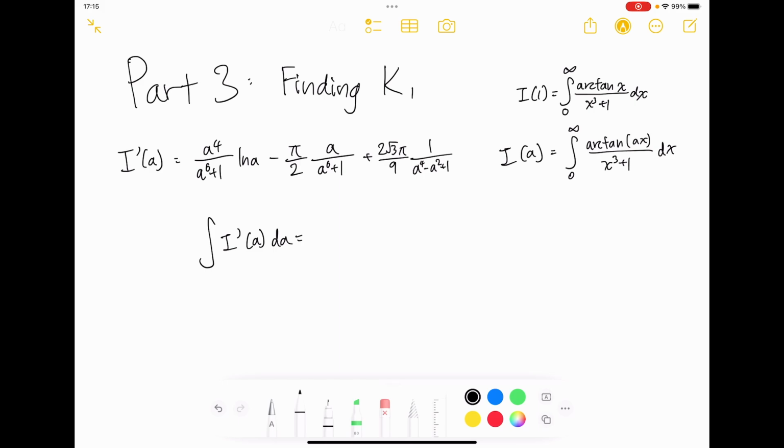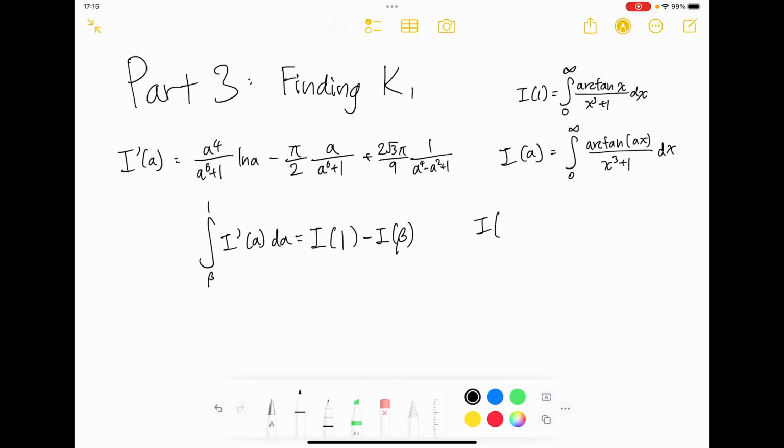If we have bounds beta to alpha, we can make use of the fundamental theorem of calculus, and this will be equal to I of alpha minus I of beta. And since we're looking for I of 1, why don't we set alpha equal to 1? And when we set alpha equal to 1, all we need to do is to make sure I of beta is 0. And we have to find a value for beta that makes this 0.